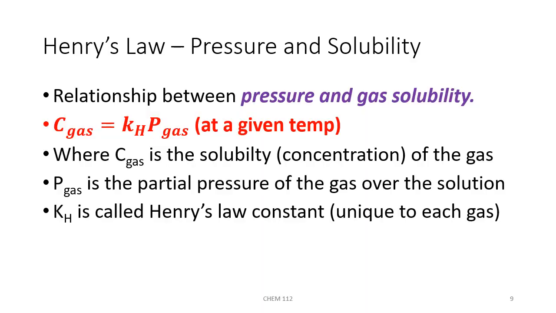Henry's law is the mathematical relationship between gas pressure and gas solubility. C sub gas equals K sub H times P sub gas, and this is true at a given temperature. C sub gas is the solubility or the concentration of the gas. P sub gas is the partial pressure of a gas over the solution. And K sub H is Henry's law constant, which would be unique to each individual gas.